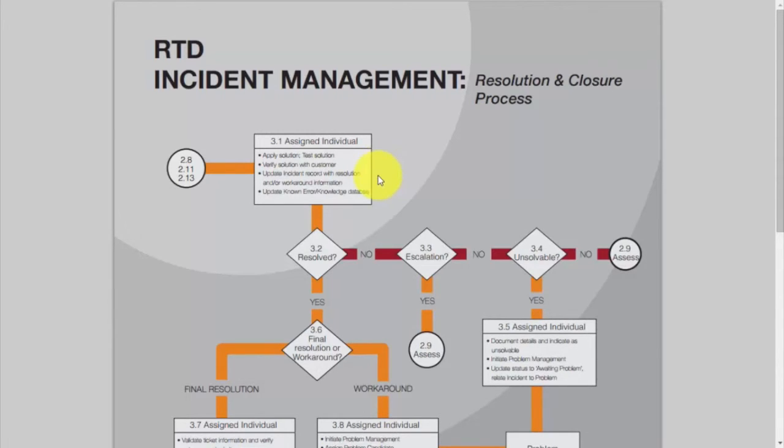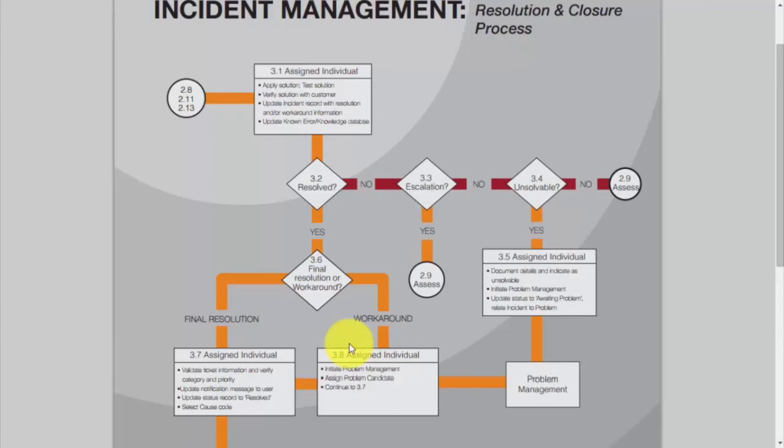When that has occurred, then we will update the incident record with the resolution and/or any workaround information that might be necessary, and of course update the known error knowledge base, because this incident could occur again in the future, and that updated information will be helpful to the individuals assigned to future incidents. And then we come to a pathway in our chart. So the question is, is the incident actually resolved? If the answer is yes, then we're going to fast forward on to asking another question. Was that a final resolution or a workaround?